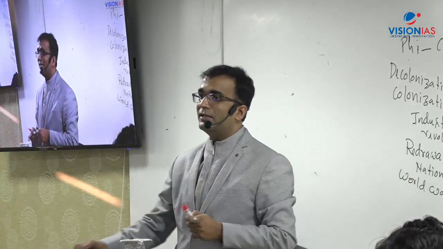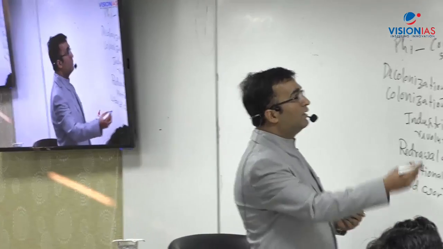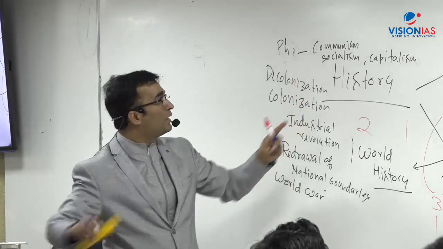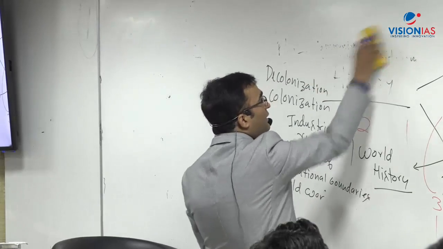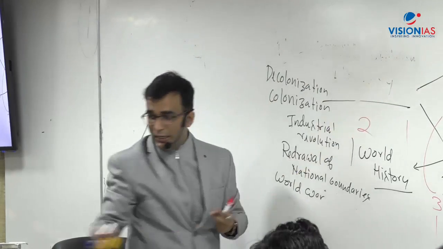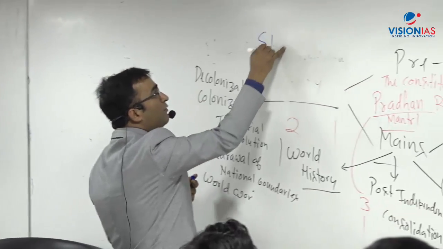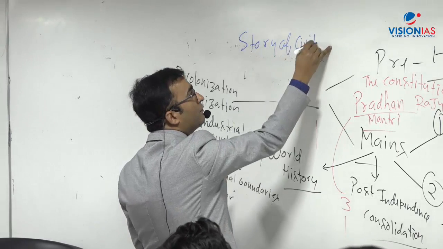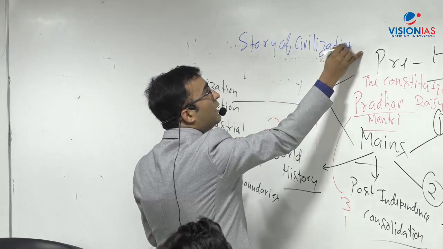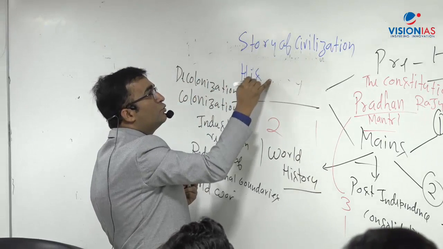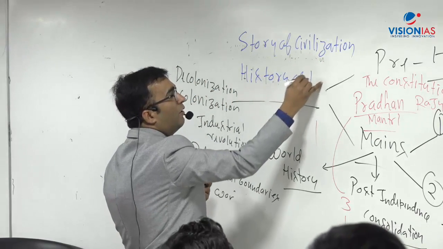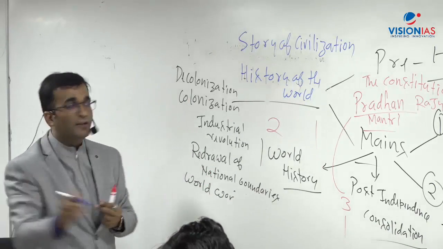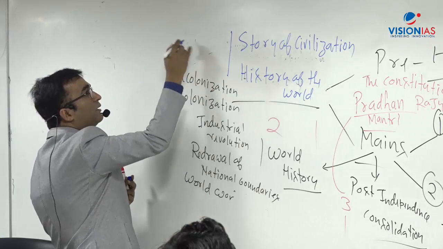So these two NCERTs that I'll mention. So much has been written and it seems cluttered, so let me erase some of it. So this part I'm erasing, and then I'm writing the name of the book. First is Story of Civilization, and then History of the World. These two are the NCERTs, and both the NCERTs are written by Arjun Dev. Okay? So both the NCERTs are written by Arjun Dev.